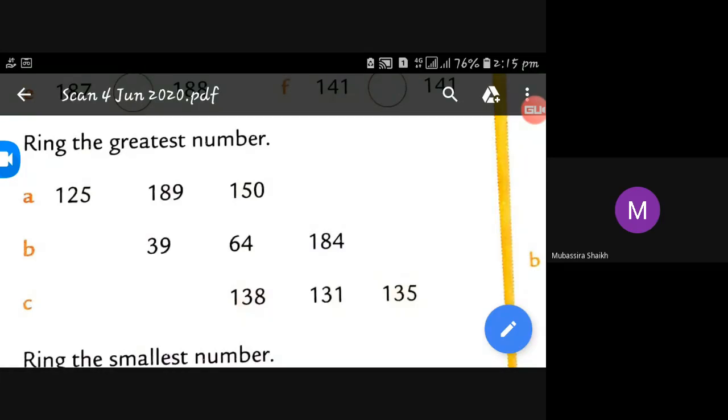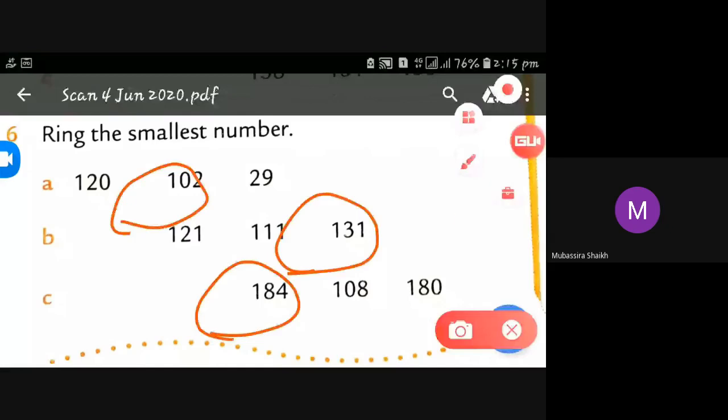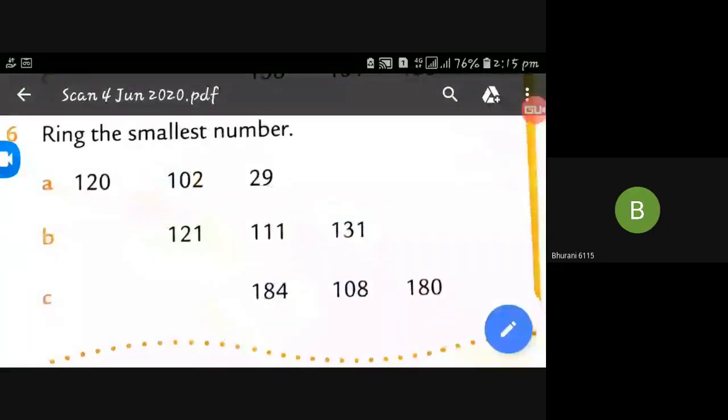Okay, see this here. Next one. What is next one? See, smallest number. Bring the smallest number here. Okay, in the number A, which is the small one? Will you tell me which is the small one? After saying the answer, pass the mic. 29. Okay, 29. Very good.